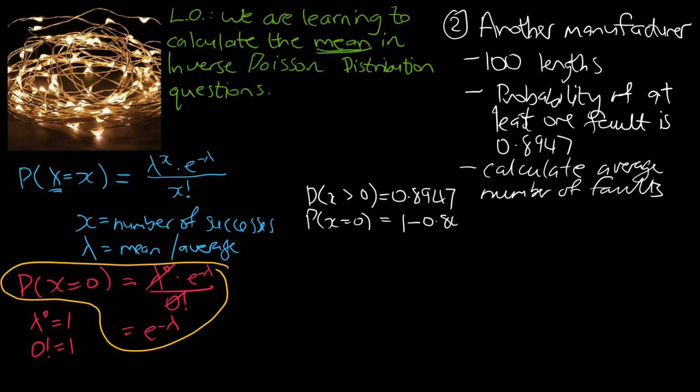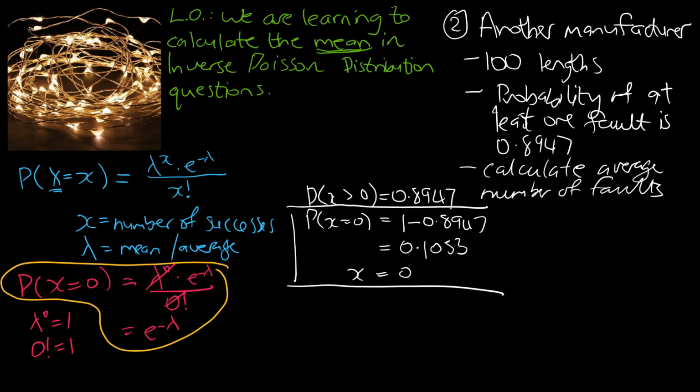Oops, so Daisy's got the numbers the wrong way around. 0.8947, and that means that probability is going to be 0.1053. So the probability of there being no faults in a 100-meter stretch is 0.1053. So just draw a line there, because we're just going to separate that information. And the other bit we do know is that x is going to be equal to 0. And with these two numbers, so with the big probability and x, we will be able to go through and calculate lambda, or the average.